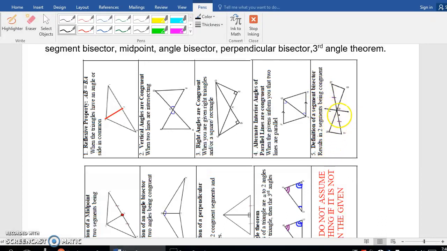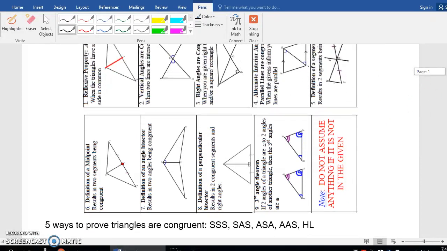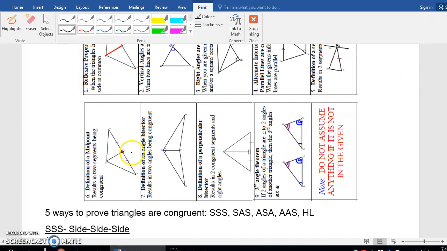5, definition of a segment bisector. When you have a segment bisector, as Q is, you know that the two halves are congruent. So TQ is going to be congruent to RQ. Number 6, definition of a midpoint. A midpoint results in two segments being congruent. So if this point J is the midpoint, then we know that this side is congruent to that side.